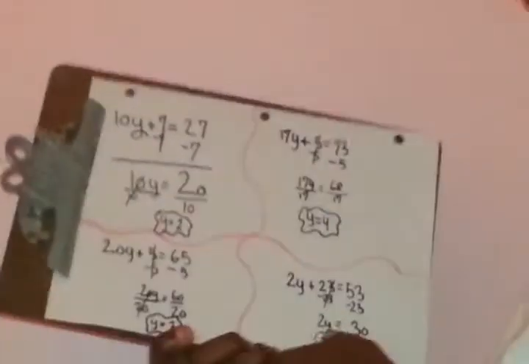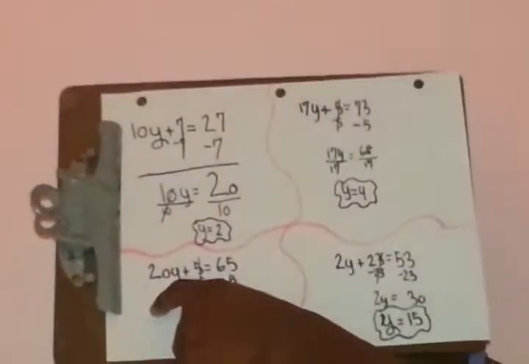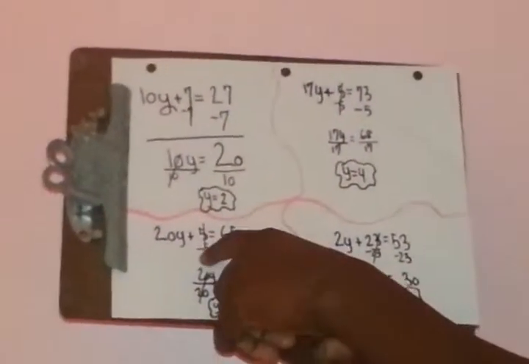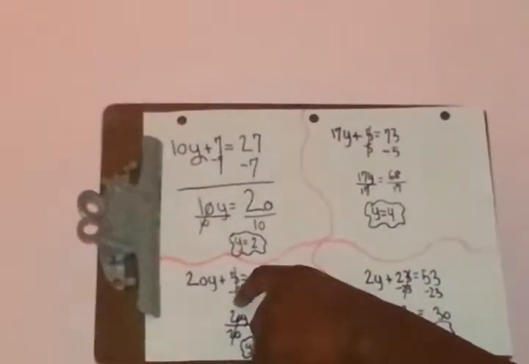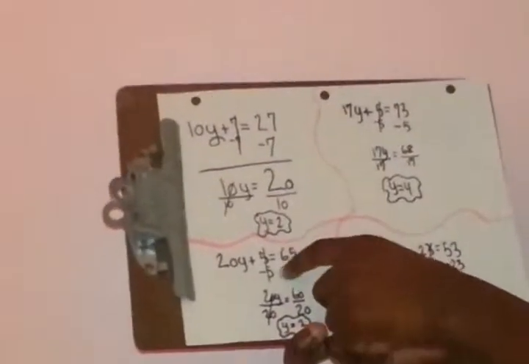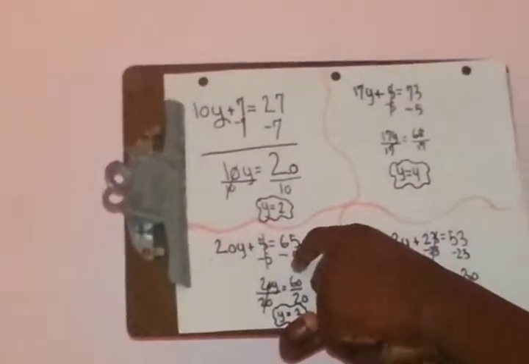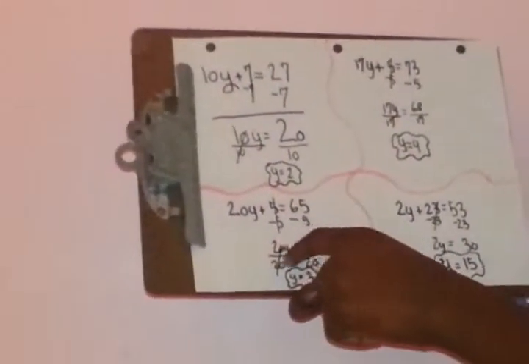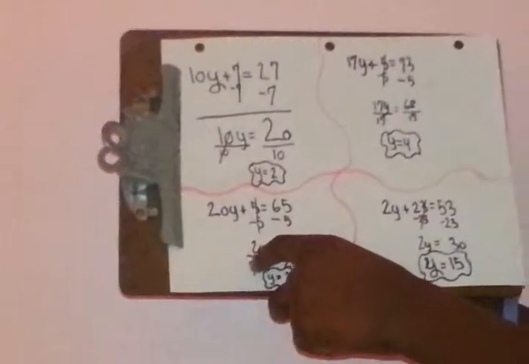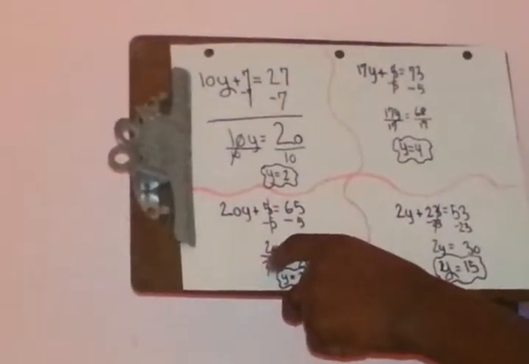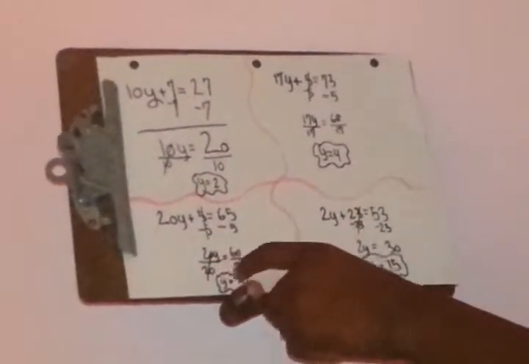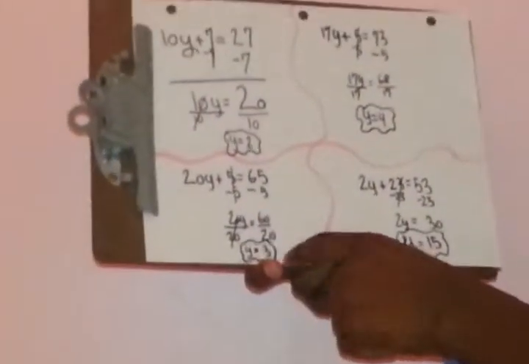Now we do this problem, which is 20y plus 5 equals 65. We will subtract 5 from both sides like we've been doing, and it will cancel out and leave you with 20y equals 60. Now you have 20y equals 60. You divide 20 from both sides, and that will give you y equal 3, and that's your answer for this equation.